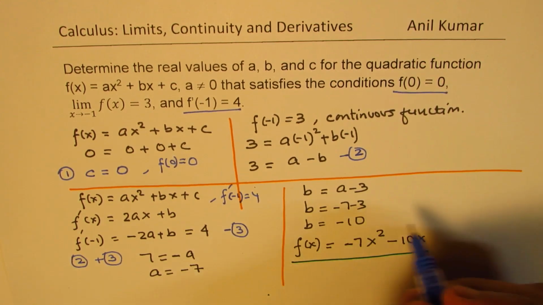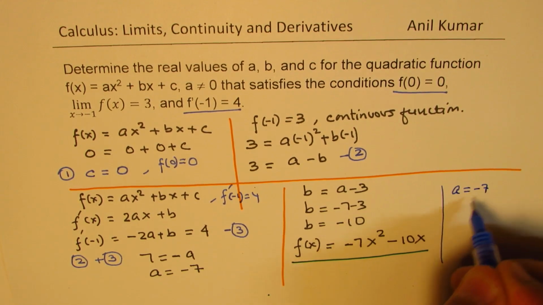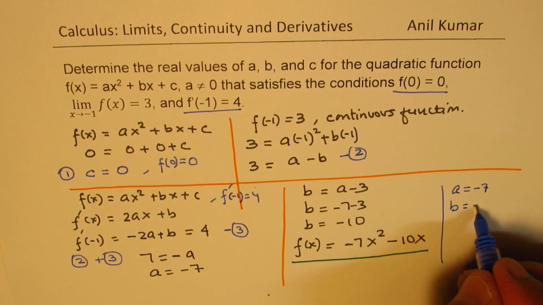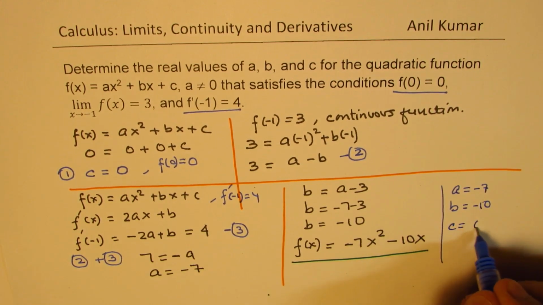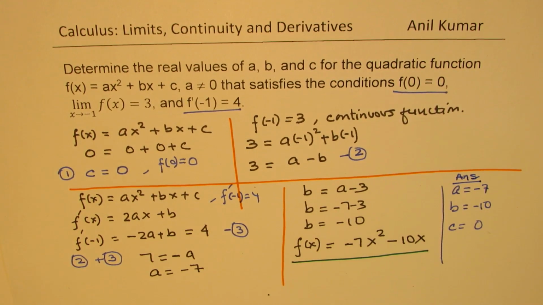And the real values, which is our answer, is a equals minus 7, b equals minus 10, and c equals 0. So that becomes our answer. Is that clear? So that is how we are going to solve this particular question.